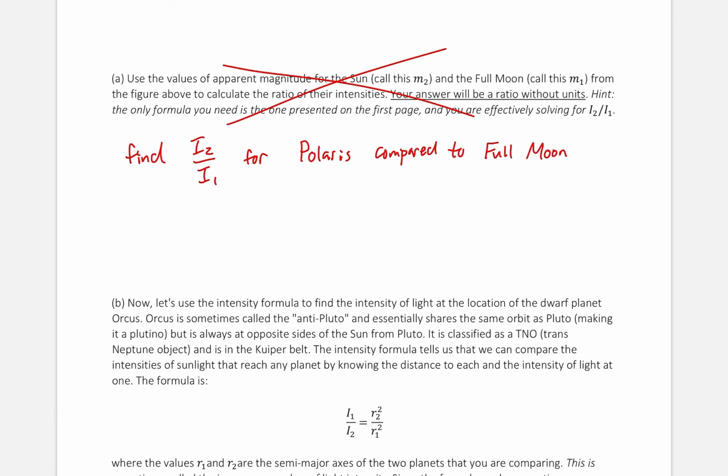And if you're thinking, well, wait, this is so different. It's comparing a star to the moon. It's not comparing the sun at different planets within the solar system. It doesn't matter. It's just comparing 2 values on the apparent magnitude scale. That's it. That's all we care about.